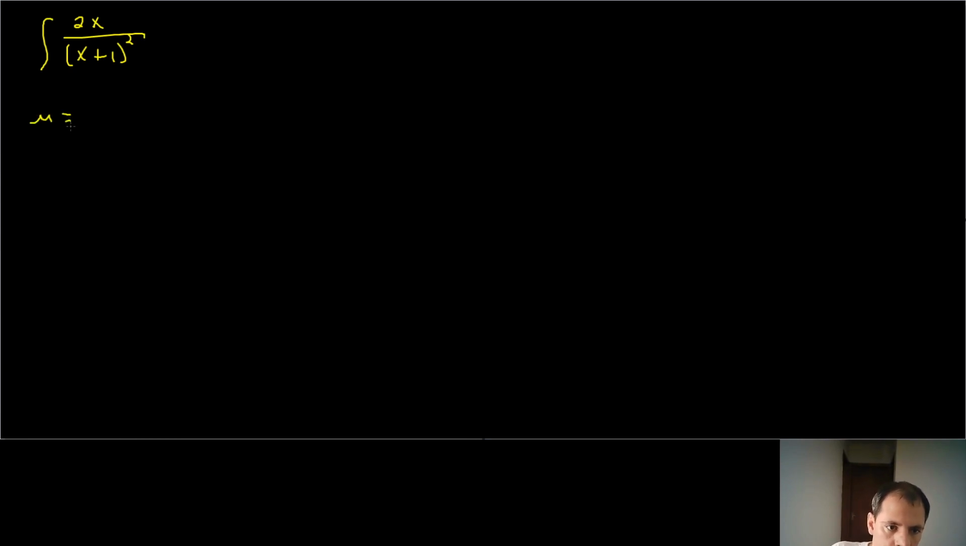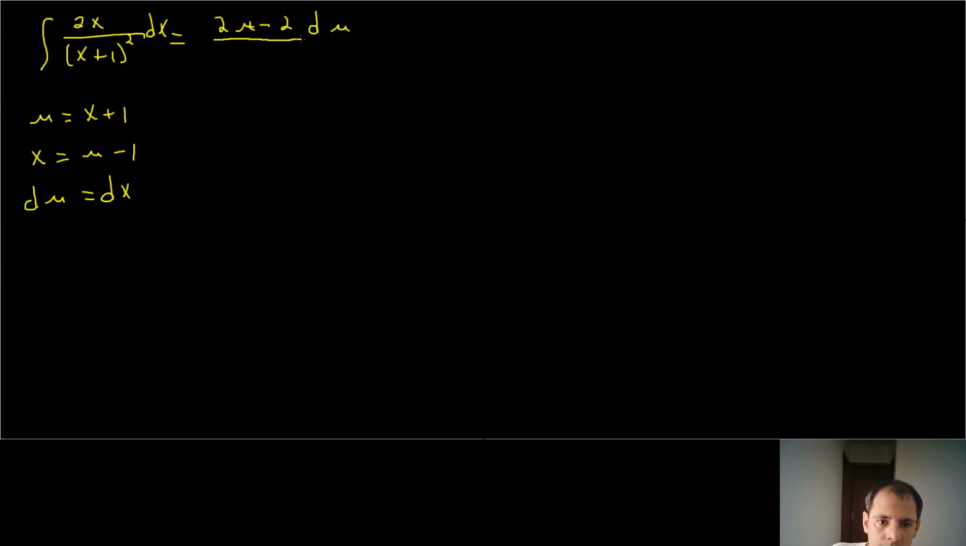So u is going to be equal to x plus 1, x therefore equals u minus 1, and du equals dx. Okay, so I'm going to put the dx in here. This is 2u minus 2, right? Because it's 2 times x, 2 times u minus 1, so it's 2u minus 2, dx, which is du. And this is being divided by u squared.